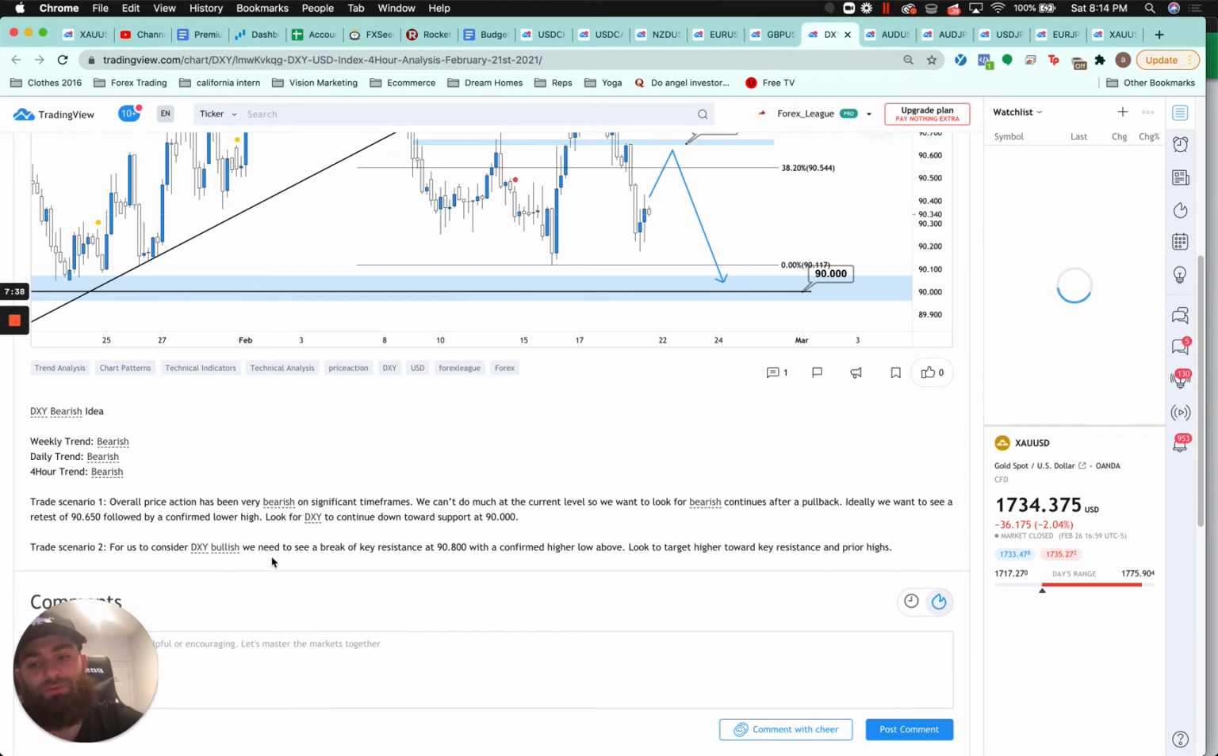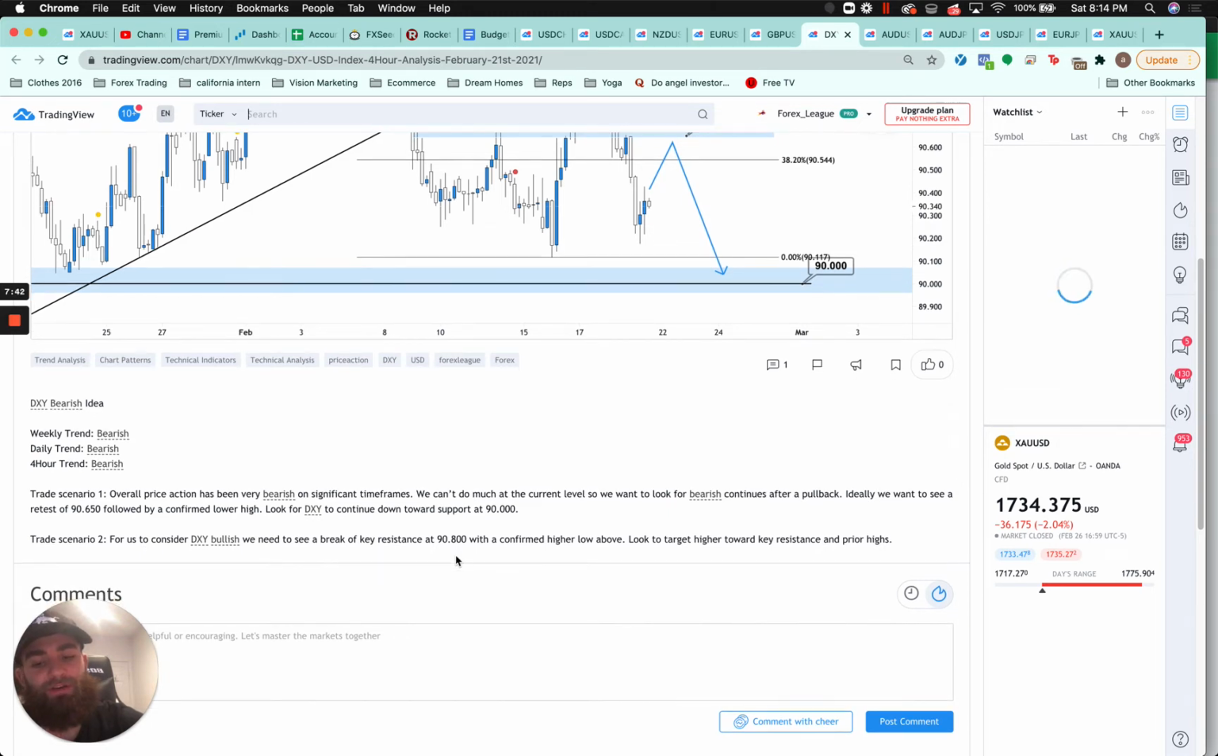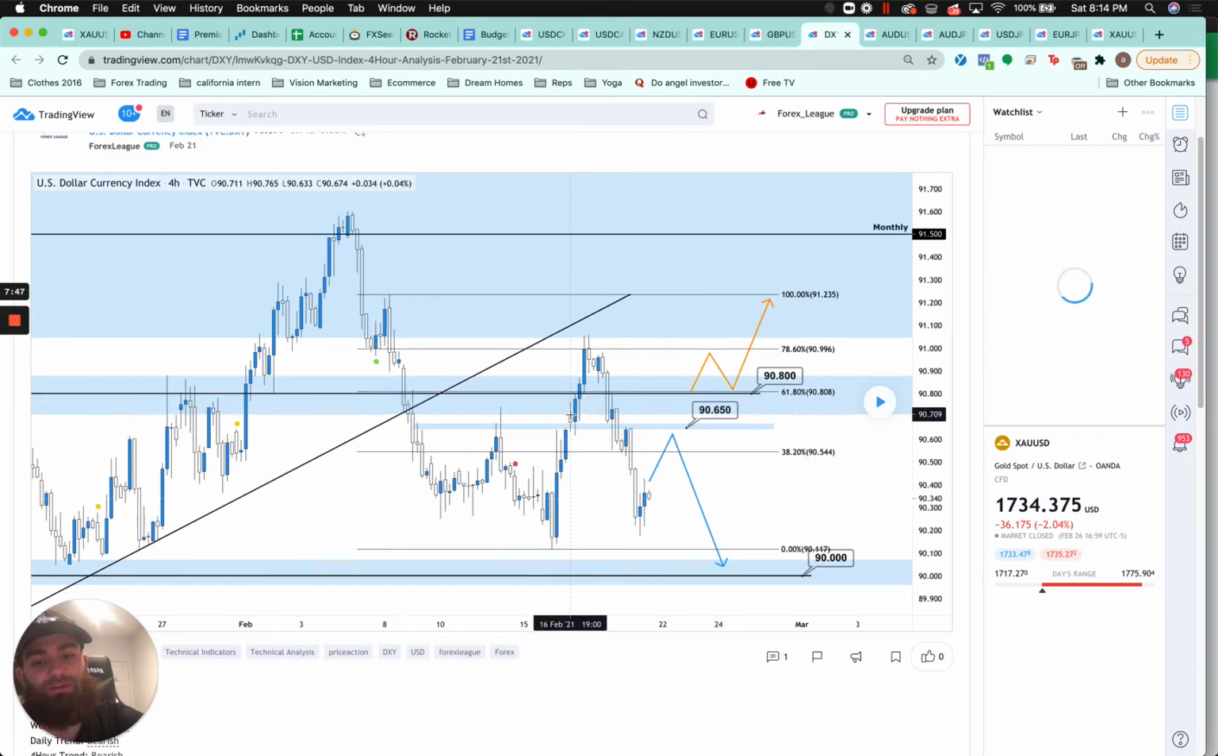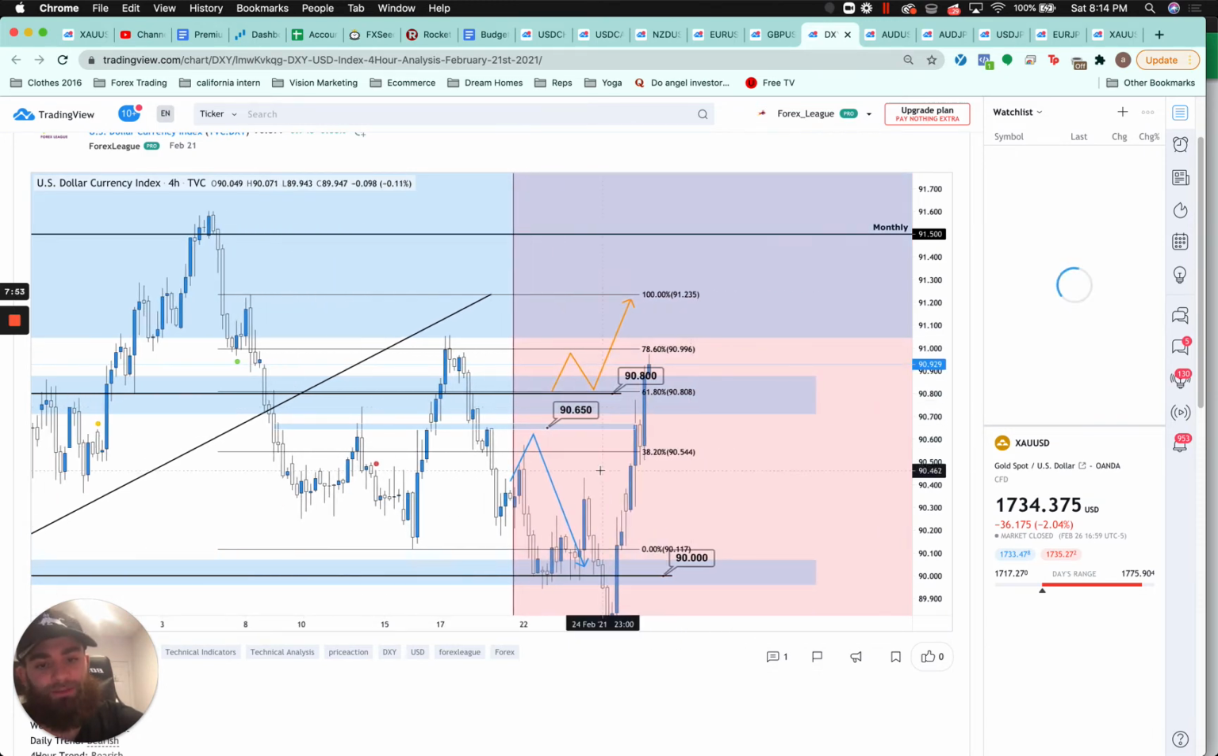Scenario 2, for us to consider DXY bullish, we need to see a break of key resistance at 98.00 with a confirmed higher low. So one of two scenarios here, either looking for this bearish trend to continue to the downside off of this level or for that level to break.